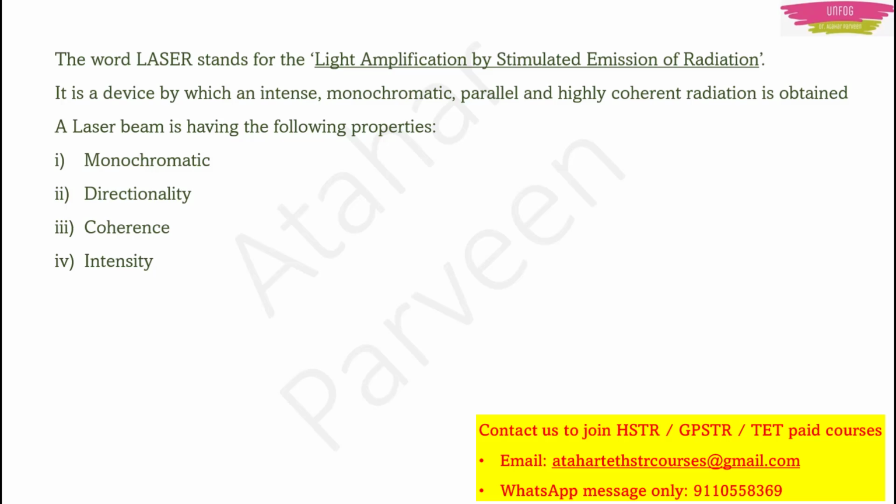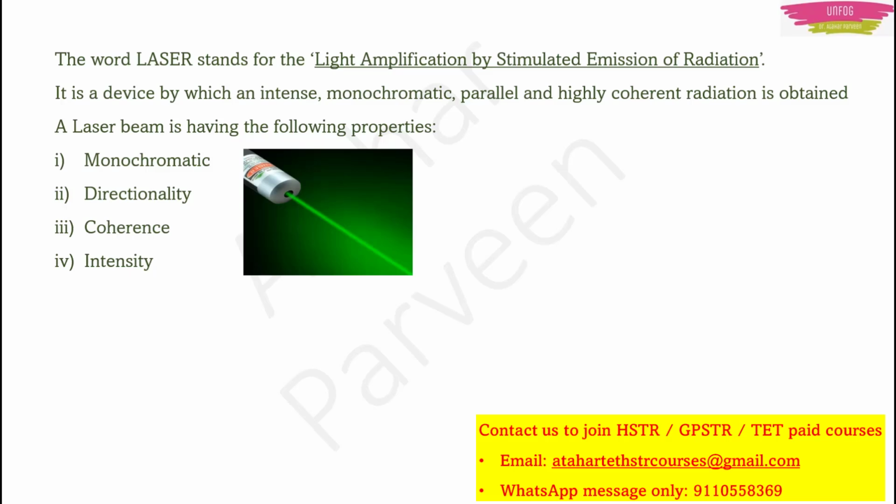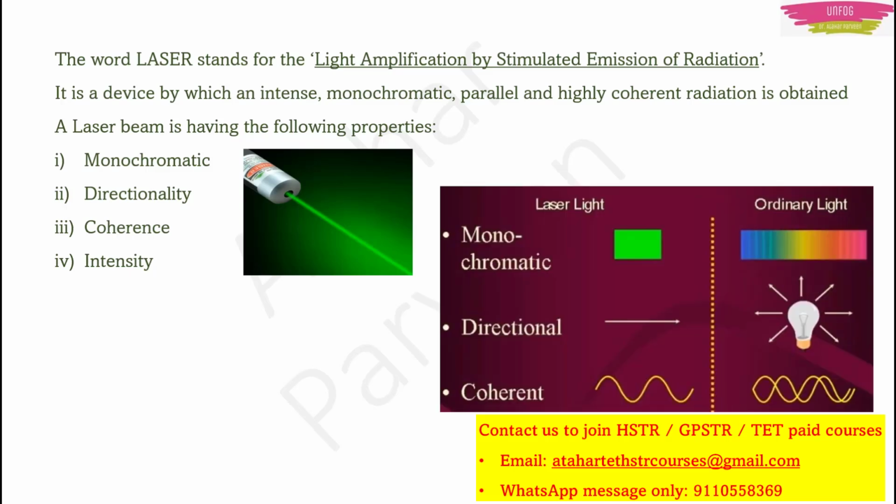A laser beam becomes very special because it has the following properties. It is monochromatic, it is highly directional, it is highly coherent and it has a very large intensity. Monochromatic means the laser beam has only one single wavelength. For example, this is a green beam of laser. This is unlike ordinary light. In ordinary light, we have the spectrum, VIBGYOR, many colors, many different wavelengths in that light. But this is not the way it is in a laser. In laser, it can be of only one color, one wavelength. That's why we use this word monochromatic.